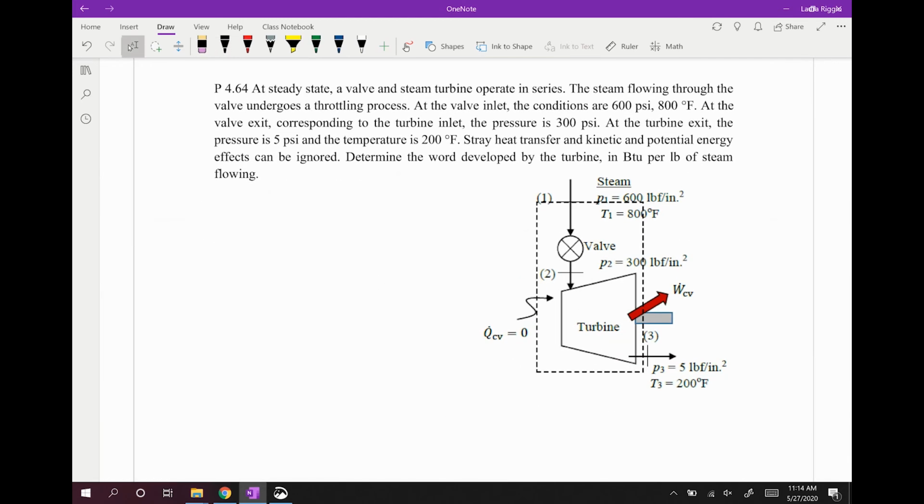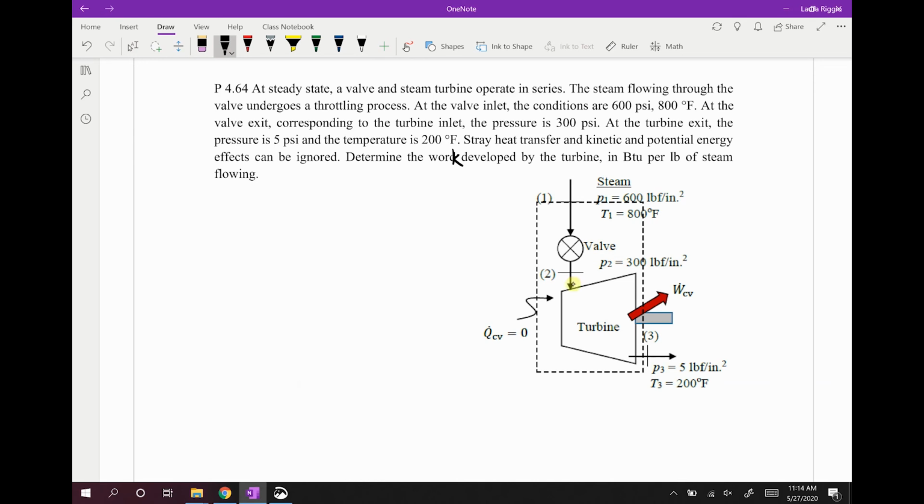The second example we're going to look at is we have a valve and a steam turbine that operate in series. The steam flowing through the valve undergoes a throttling process. At the valve inlet, the conditions are 600 psi and 800 degrees Fahrenheit. At the valve exit, corresponding to the turbine inlet, the pressure is 300 psi. At the turbine exit, the pressure is 5 psi and the temperature is 200 degrees Fahrenheit. Stray heat transfer and kinetic and potential energy effects can be ignored. We want to determine the work developed by the turbine in BTU per pound of steam flowing.